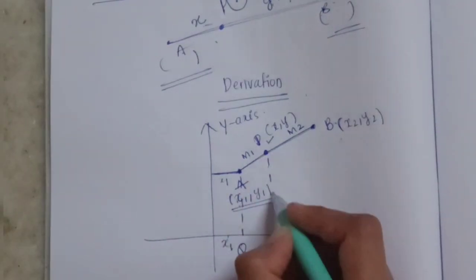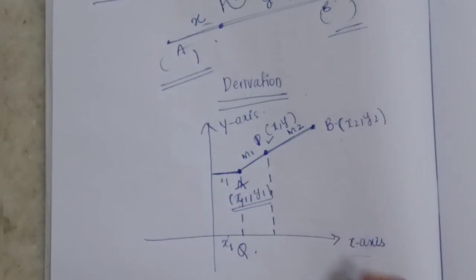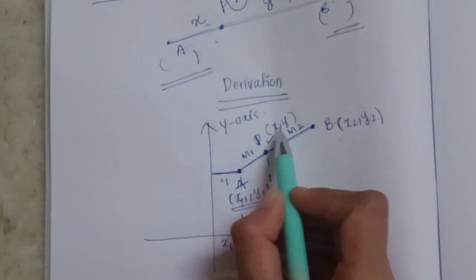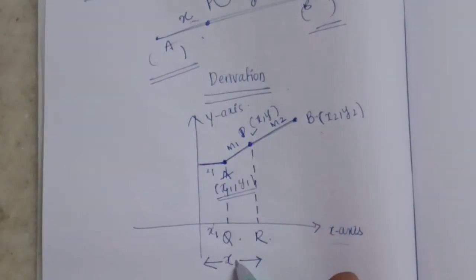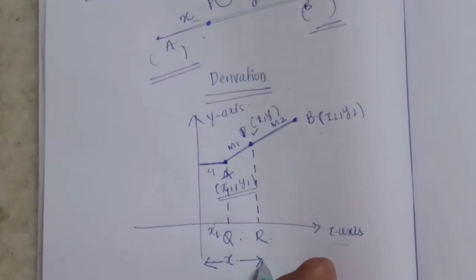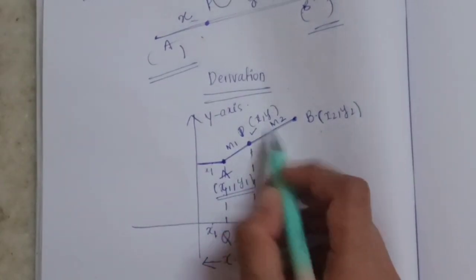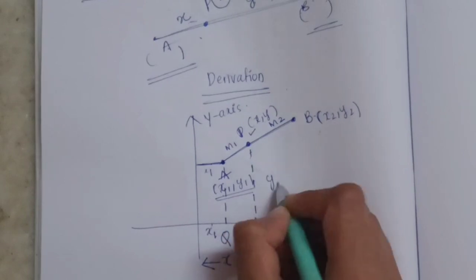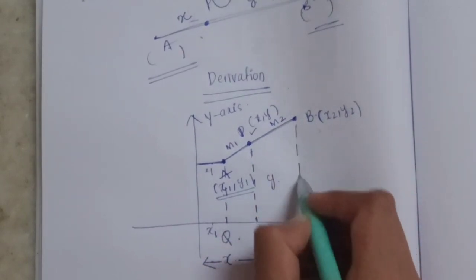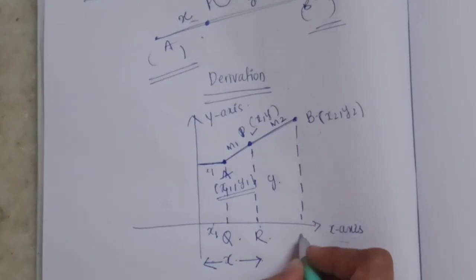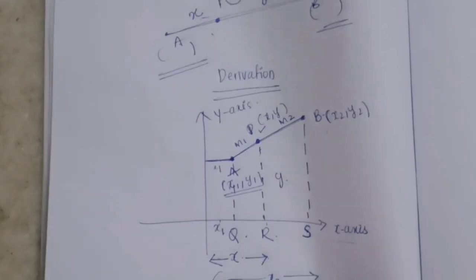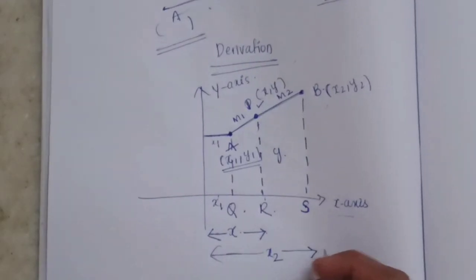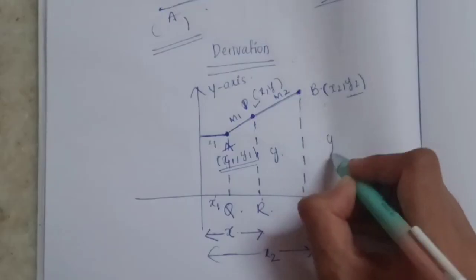Same, draw a perpendicular line from the point P to the x-axis, say it as R. The coordinates are (x, y), so the x coordinate of P is x. So this whole distance becomes x, and the y coordinate of P is y, so this whole length becomes y. The same thing for B. Let us say it as S, and the whole x value becomes x2, and this whole length becomes y2.